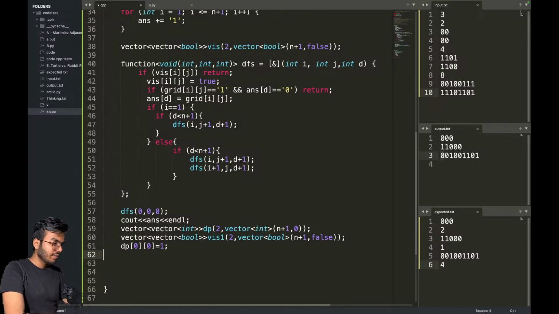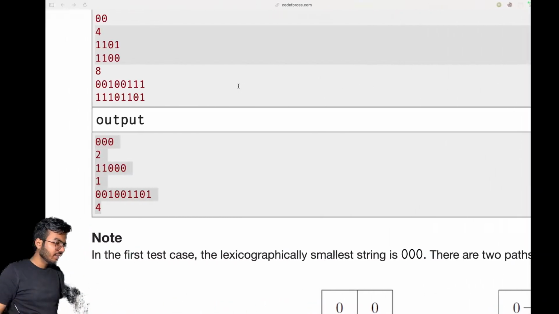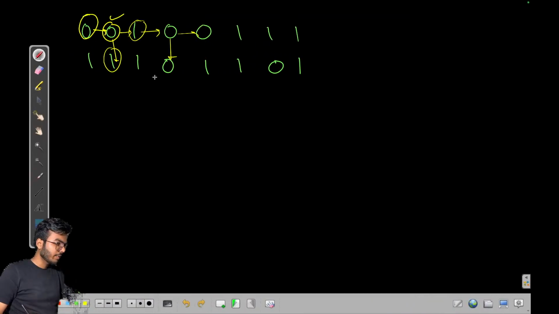I think I will have to do iterative DFS right now. Should I do the iterative version? This is giving me a feel that I should do it in reverse order instead. I don't know why. Okay, let's actually try this out. If we have this grid, did I write it somewhere? Yeah, I did write it.